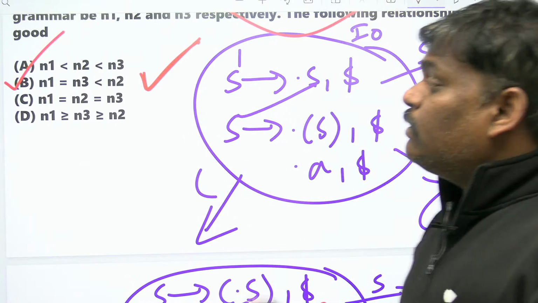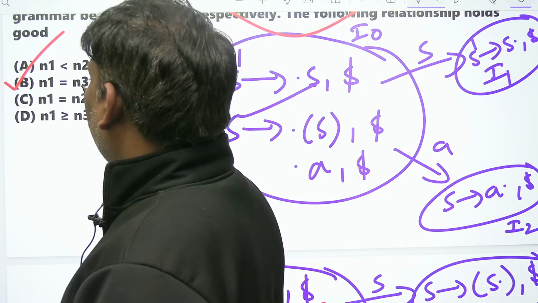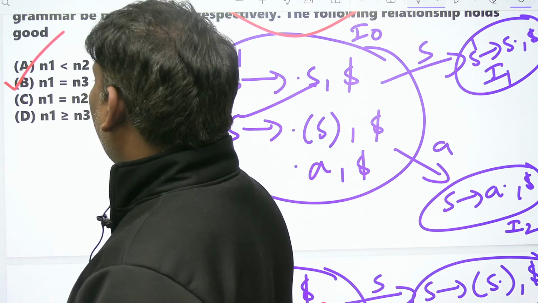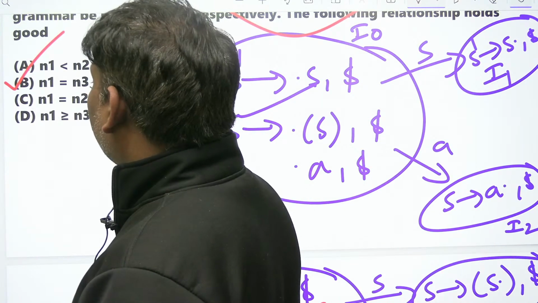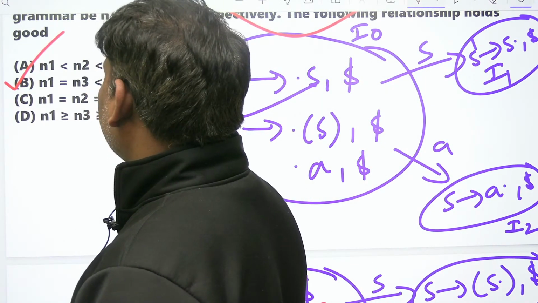In some problems, N3 is equal to N2. That time this is correct.